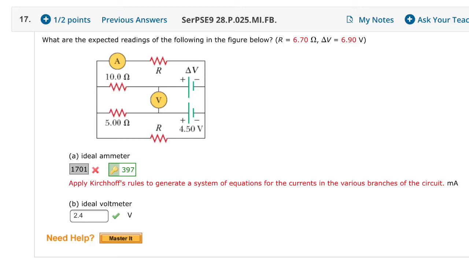What are the expected readings of the following in the figure below? R is equal to 6.7 ohms, delta V is equal to 6.9 volts. Part A, an ideal ammeter. Part B, an ideal voltmeter.